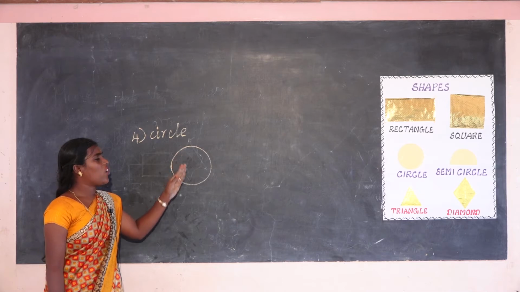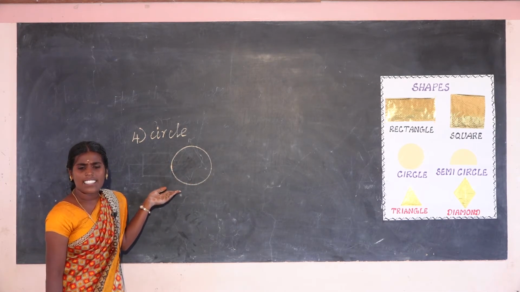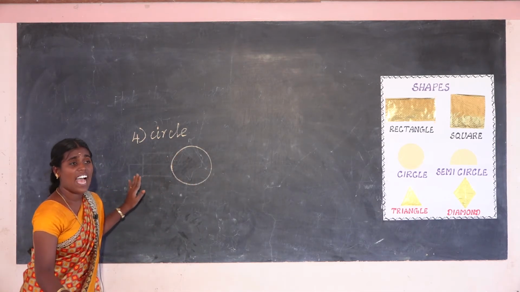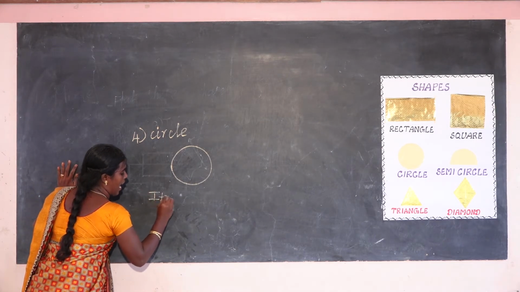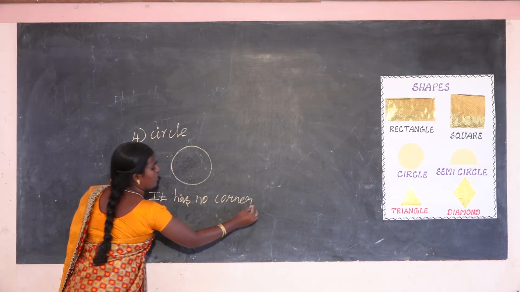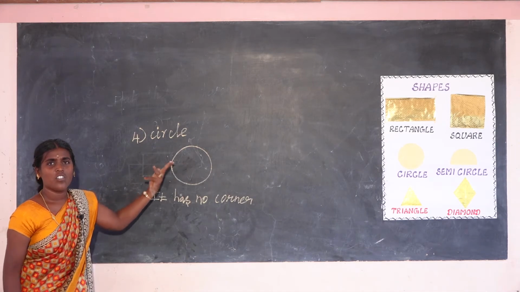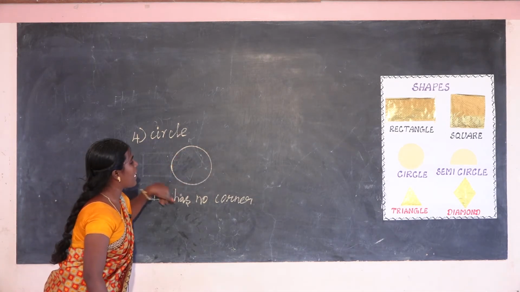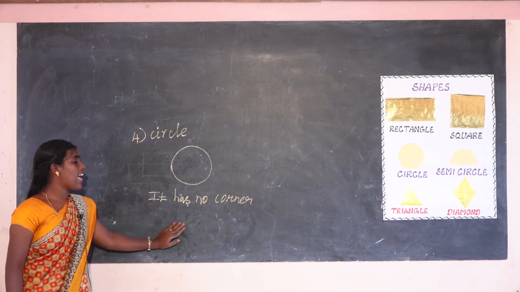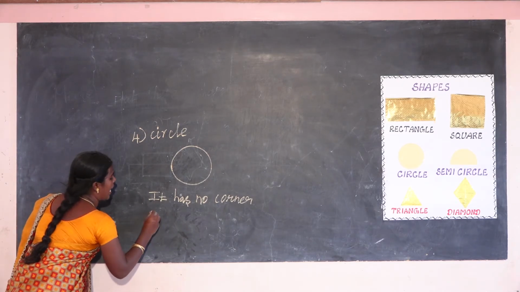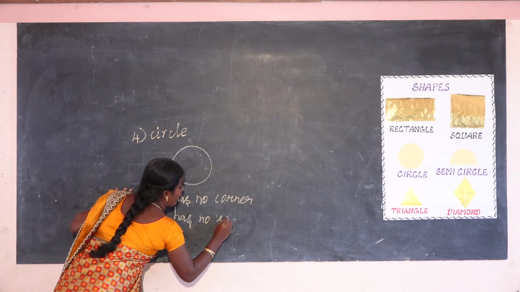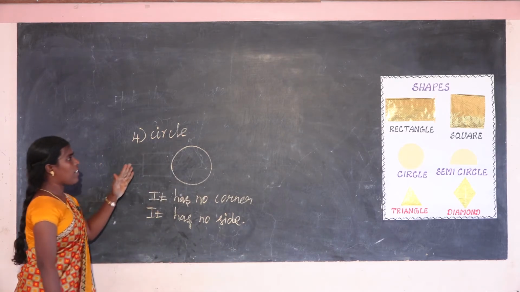Is there any corner in a circle? Does a circle have any corner? Are any lines joining? No. So it has no corner. Then does it have any side? No. So here also no side is there. It is a curved line, so only a curved shape is there. So it has no corner and no side. That is the feature of a circle.